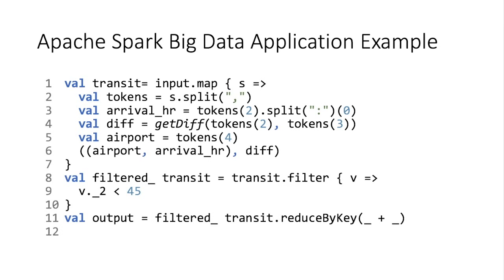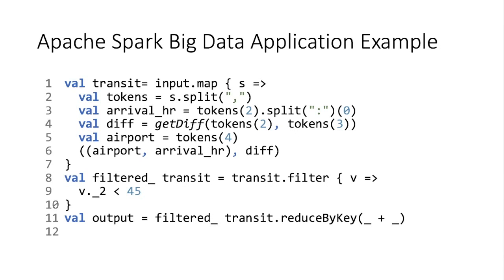So we implement the motivating scenario in the following Spark application where we first apply the map operation to extract the key and the value. Then we filter out all the passengers spending more than 45 minutes as transit time. And eventually we sum up all the transit time for all the passengers in one key group.